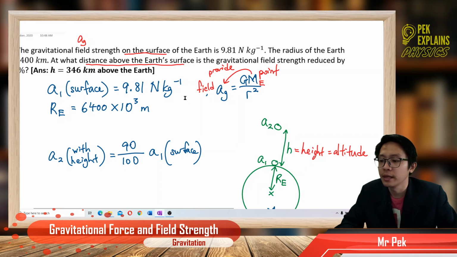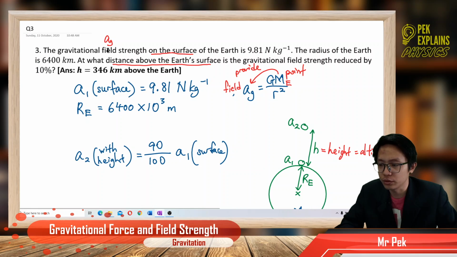Mass of Earth. And then the information given also, the field strength on the surface is 9.81, and the radius of Earth is 6,400.